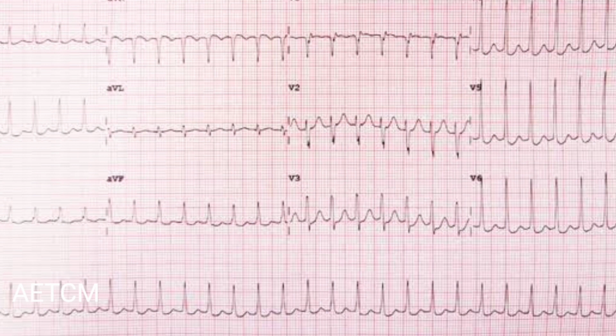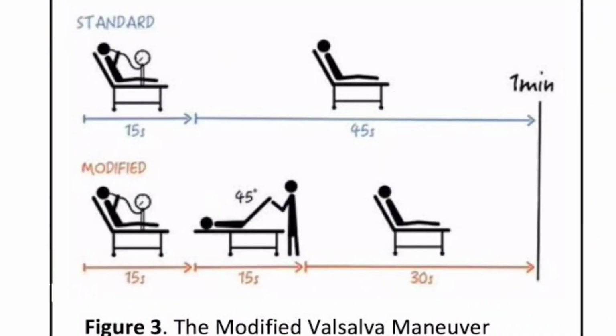Vagal maneuvers may block the conduction through the AV node and result in interruption of the re-entrant circuit. Vagal maneuvers alone, like the Valsalva maneuver or the carotid massage, and nowadays we have something called modified carotid massage also, convert up to 25% of SVTs to sinus rhythm. While Valsalva followed immediately by supine repositioning with passive leg raise has been shown to be more effective, which is also called modified Valsalva. So SVT refractory to vagal maneuvers is treated with adenosine.